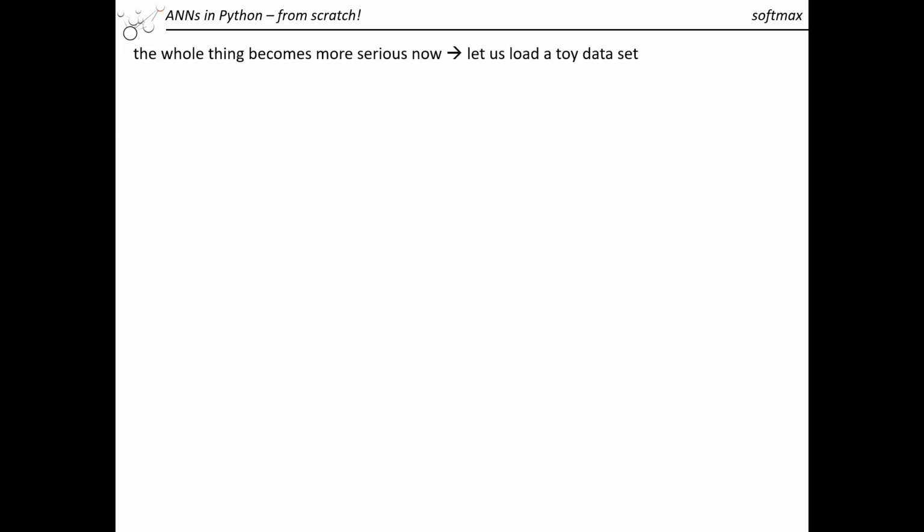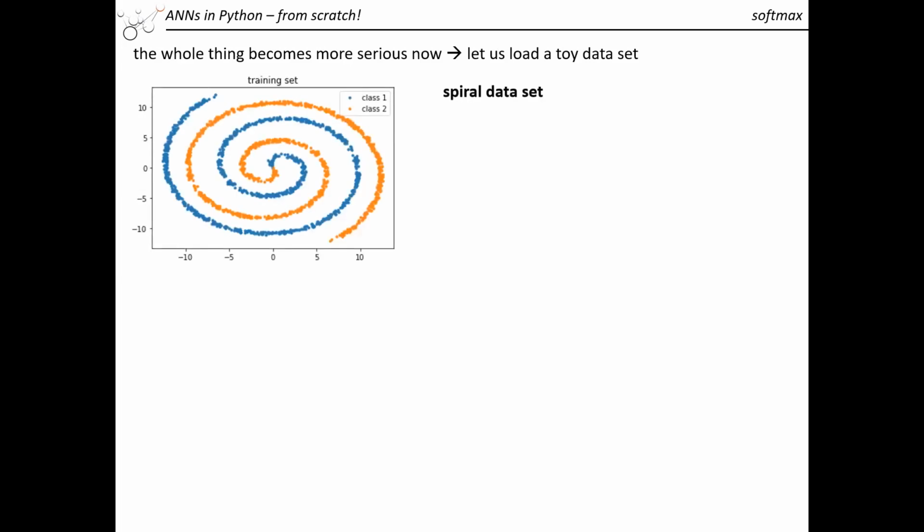So now we are actually kind of ready to work with data. The next step is that we define a loss function, and then we are already ready for the backpropagation part. So it makes sense now to load a data set. And as in the book, I would like to work with the spiral data set.